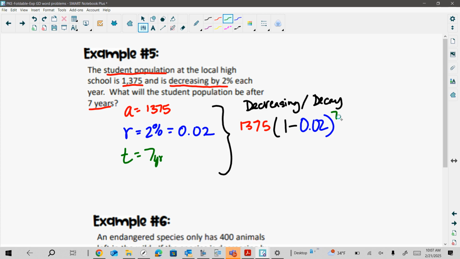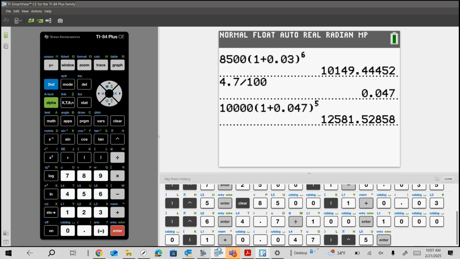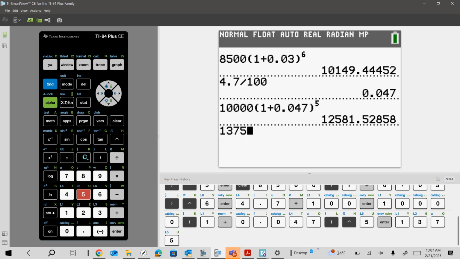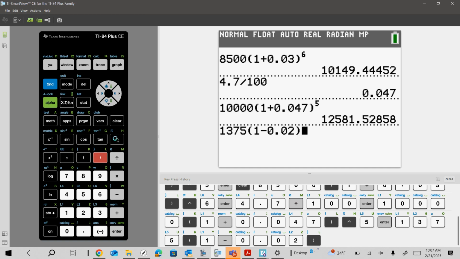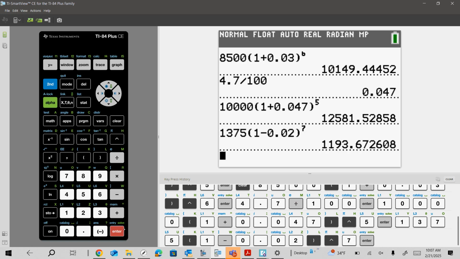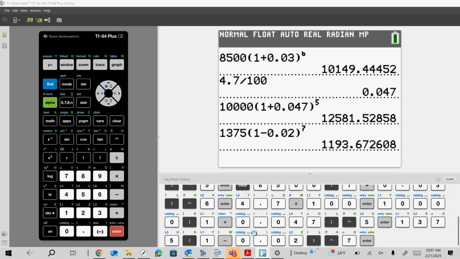So we need to type that in, but we're talking about population, so now we have to round to a whole person when we calculate our new population. Start off with the 1375, do your parentheses, 1 minus our decimal, close the parentheses, and raise it to a power of 7. What's our new population? Yeah, 1,194. Okay, because we have 0.6, we got to round that up for a whole person.